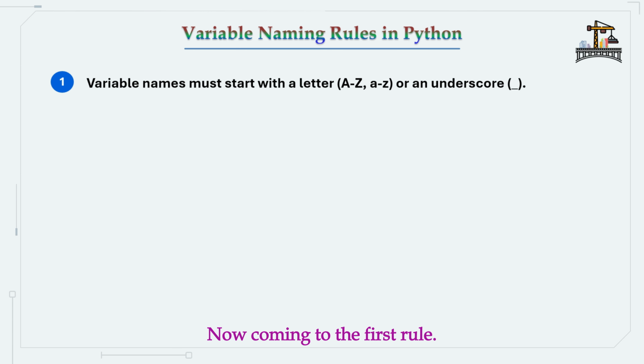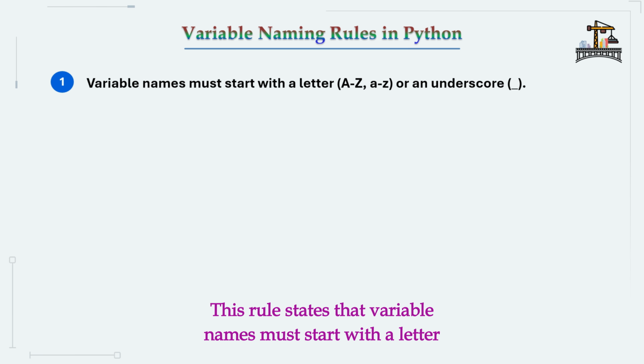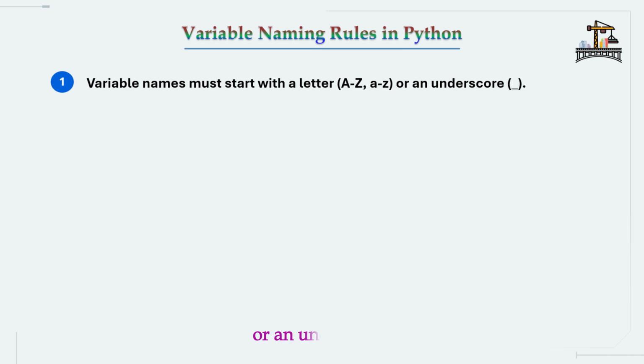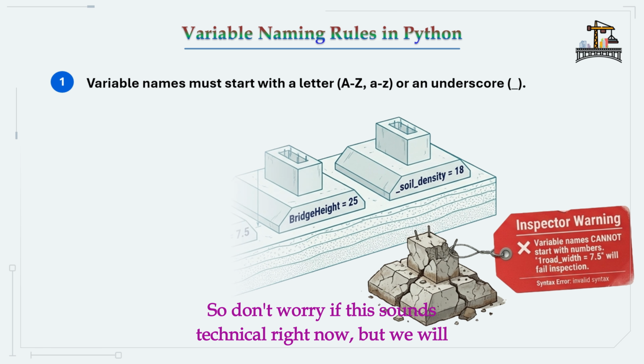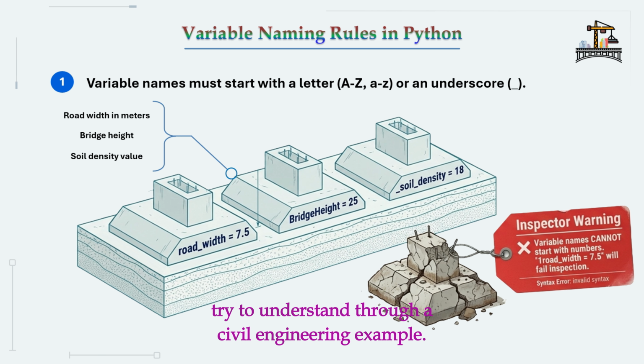Now coming to the first rule, this rule states that variable names must start with a letter or an underscore. In simple words, we can say that whenever we create a variable name in Python, the first character should be uppercase A to Z, or lowercase a to z, or underscore. So don't worry if this sounds technical right now, we'll try to understand through a civil engineering example.